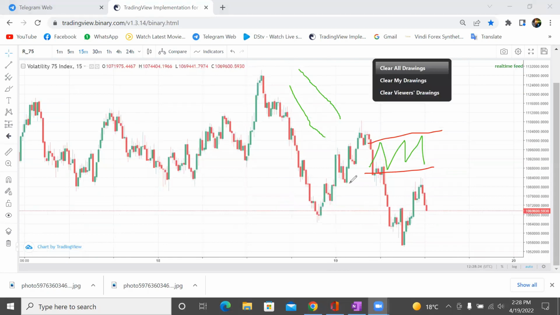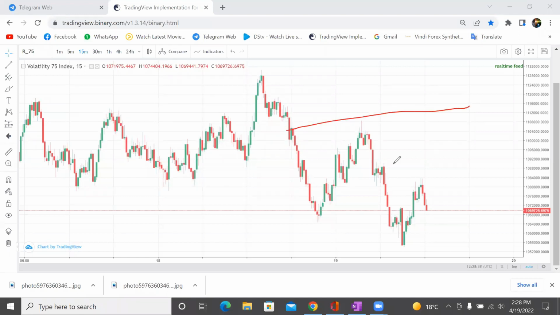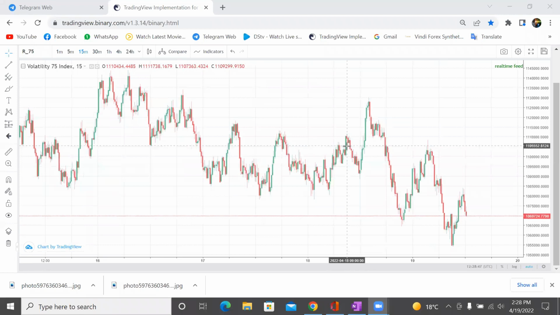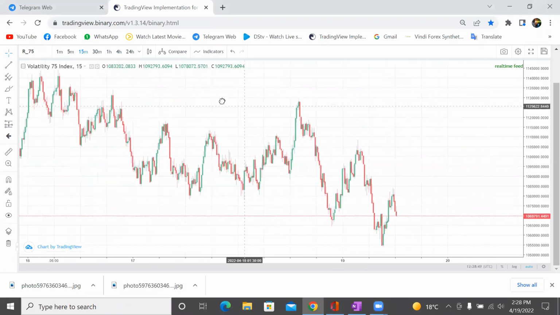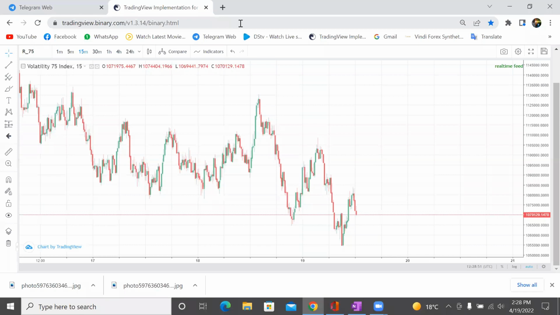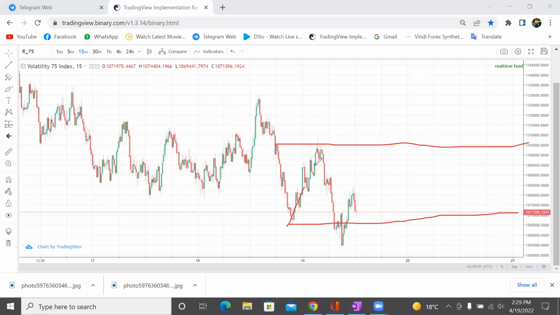So now, let me show you properly. If this thing is like this, and then we see the consolidation like this, let's say we're going to have our consolidation here like this. If we have the consolidation like this, it means the market that we see on the bigger time frame is going to sell, because of the things that are happening.